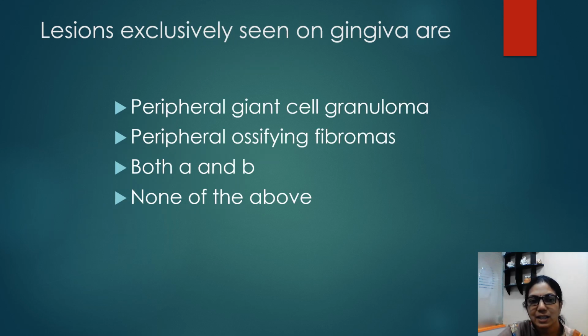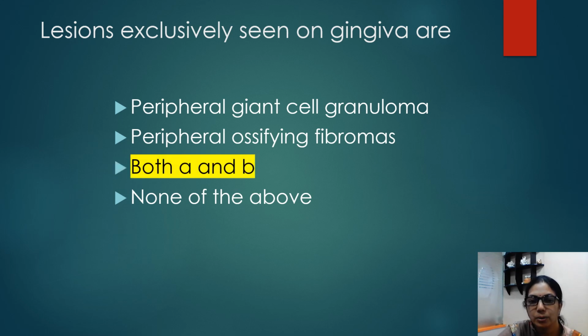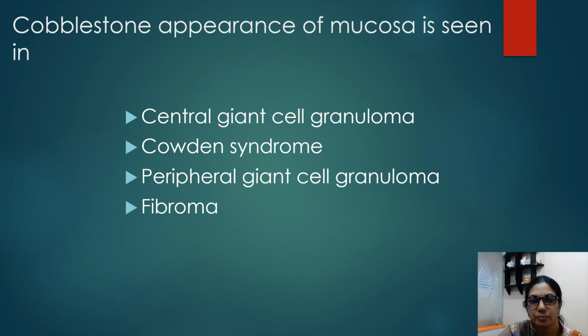Next, lesions exclusively seen on gingiva are peripheral giant cell granuloma, peripheral ossifying fibroma or peripheral cementifying fibroma, as we also call it, are both A and B, or none of the above? Which of the following is exclusively seen on the gingiva? So the answer is both A and B. Both these are seen peripherally, means not in the bone, that is on the soft tissues. So both these will appear mainly on the gingiva.